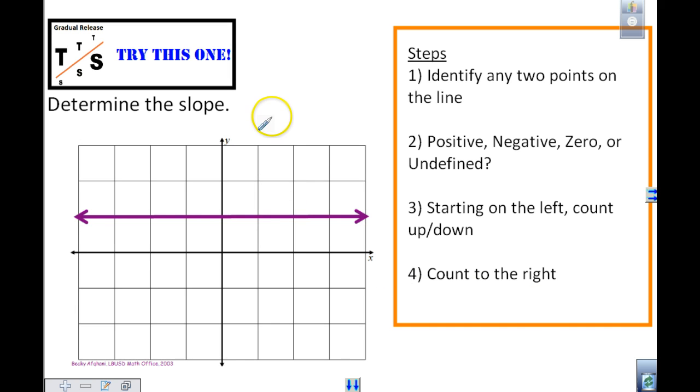Here? 0. And if you had to prove this, you can pick any points. Right? What's the rise? 0. What's the run? The run would be 1, 2. And then, but 0 over anything is 0. That's why we could have picked any points here. It would have been 0 over 5 or 0 over 6. It's still 0. So that's how you can pick any points. Good.